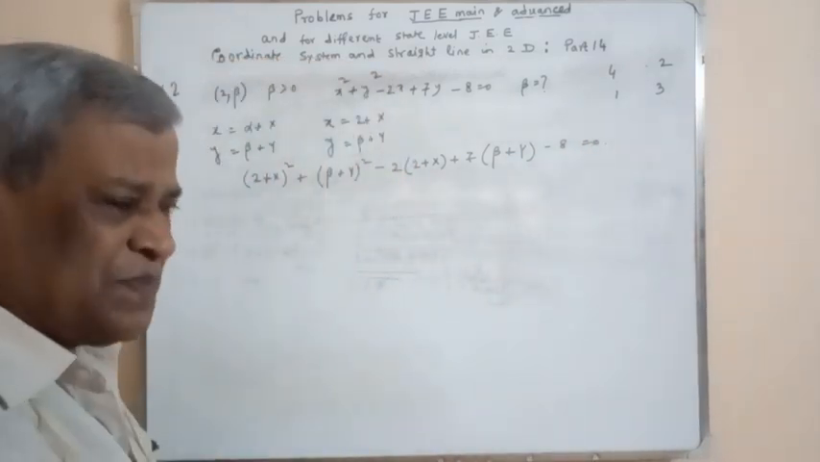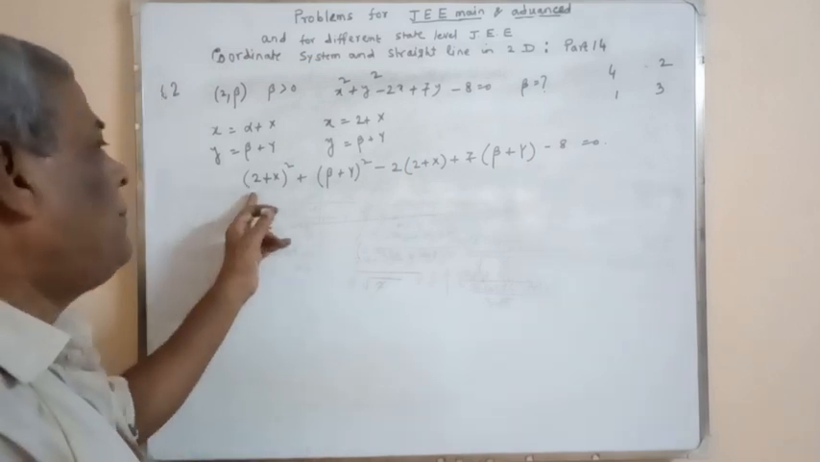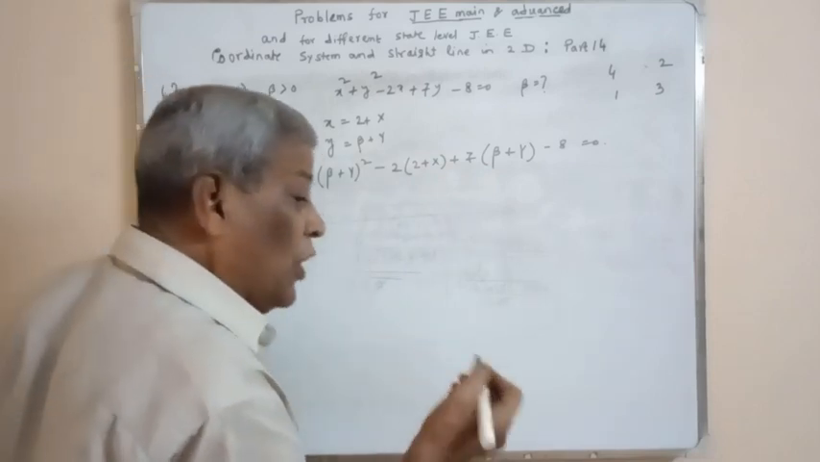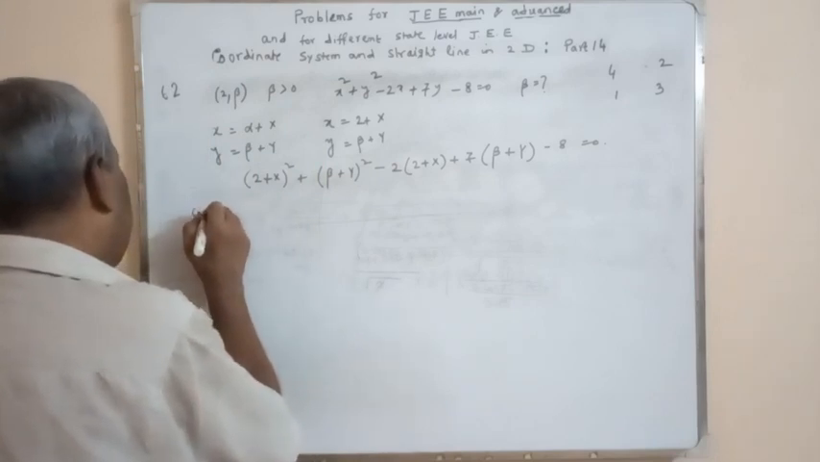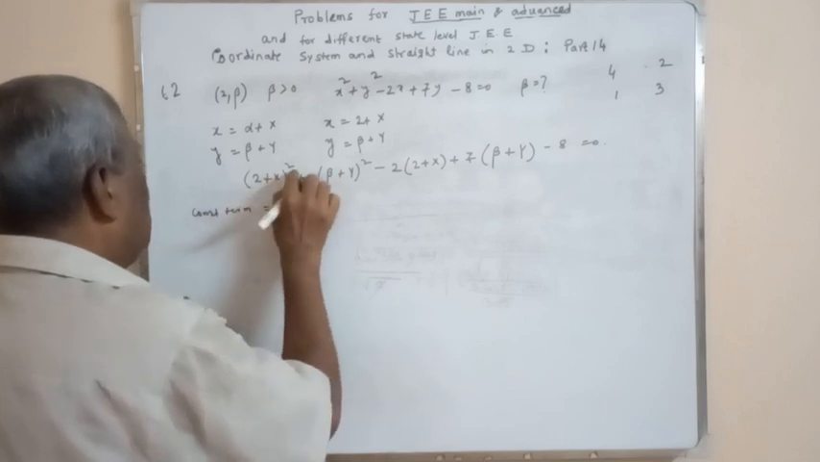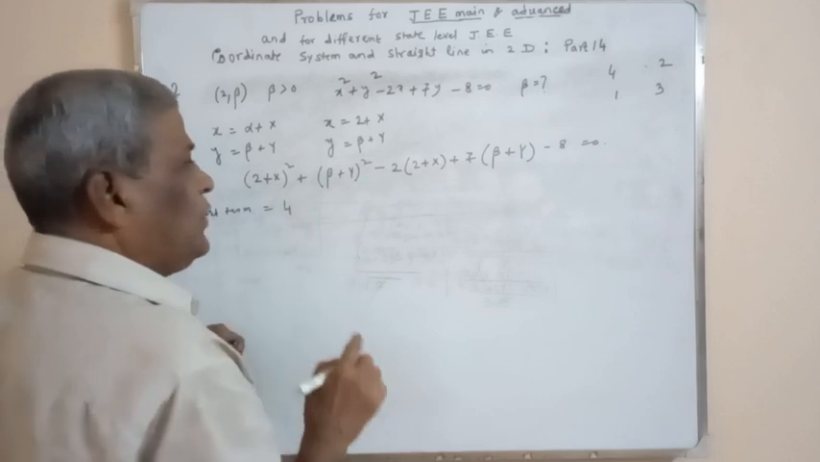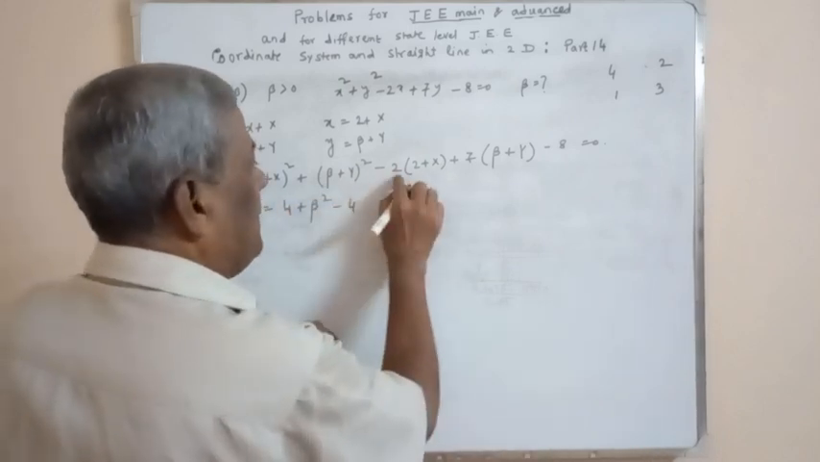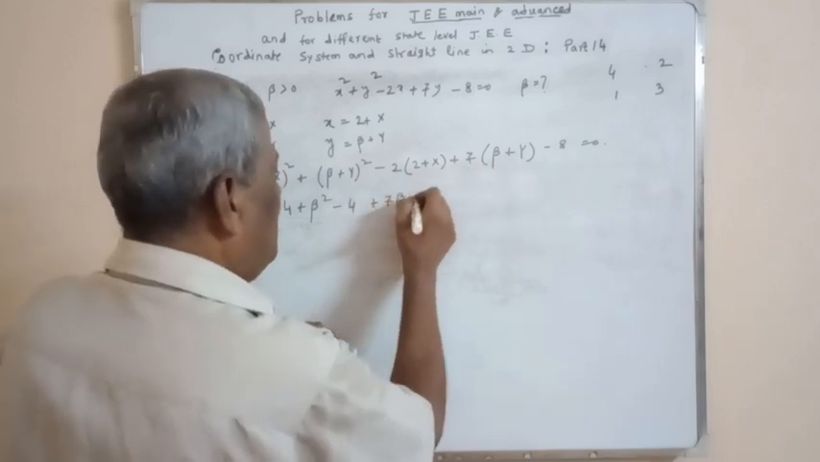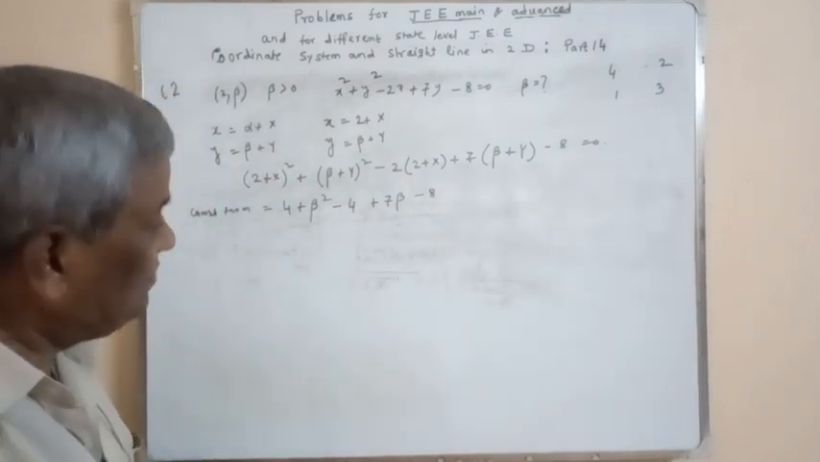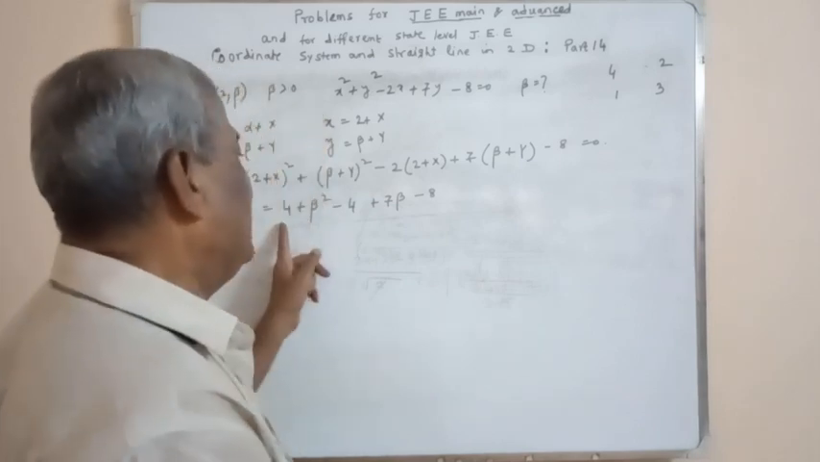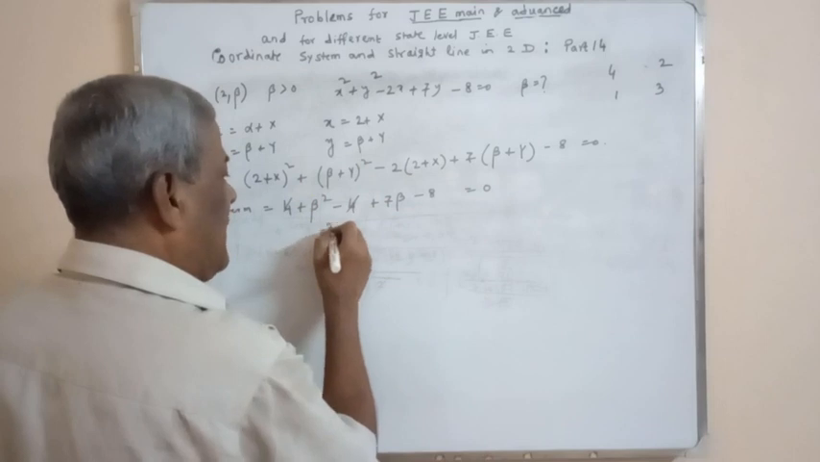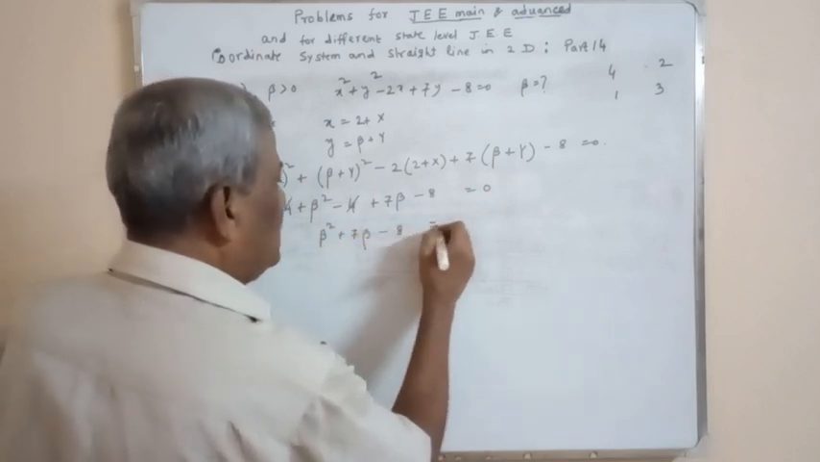Now, we are given that with respect to the new system of axes, the constant term of the equation becomes 0. Let us see what the constant term is, that is, the part free of capital X and capital Y. From here we get 4. No other term is absolutely constant. Similarly, from here it is beta square minus 4 plus 7 beta minus 8. This is the constant term. As per our condition, this constant term is absent, that is, it must be 0. So we get beta square plus 7 beta minus 8 is equal to 0.